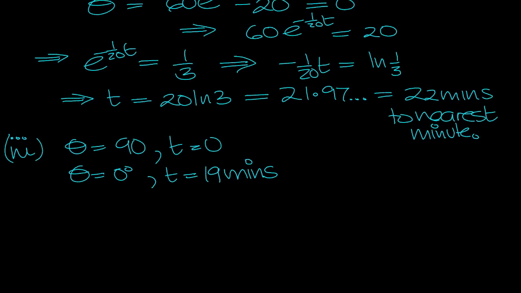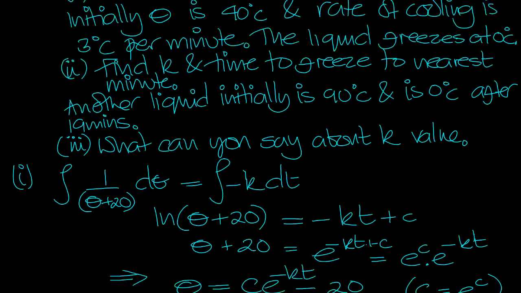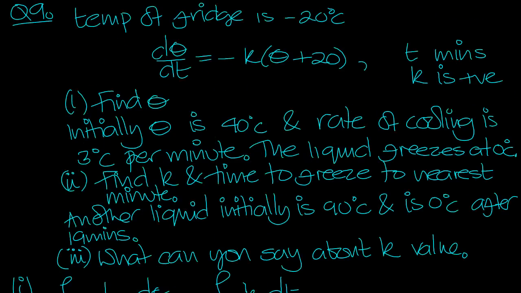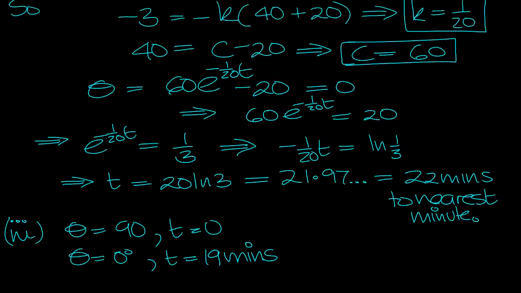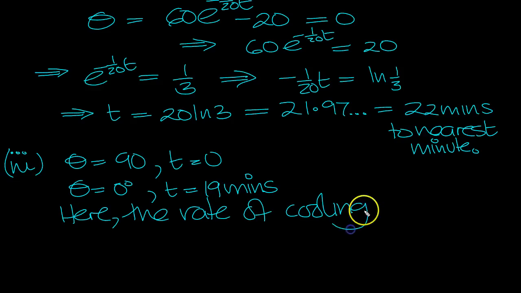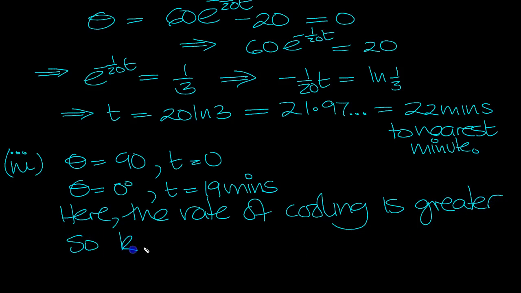Okay, so the rate of cooling here for this liquid is quicker, wasn't it? Because the other one went from 40 to 0 in 22 minutes. This goes from 90 to 0 in less time. So K will be a bigger value, won't it? The rate of cooling is quicker, greater. Here, the rate of cooling is greater or quicker. So K must be larger.